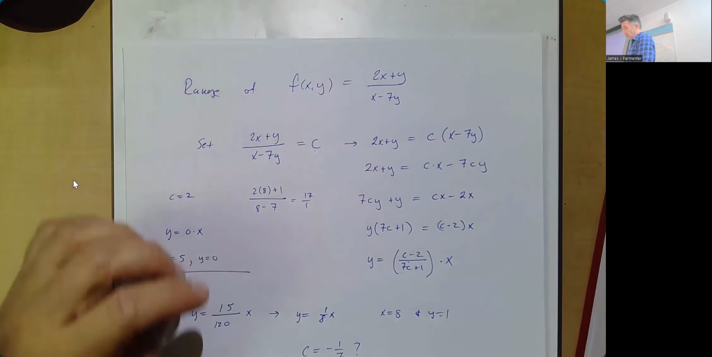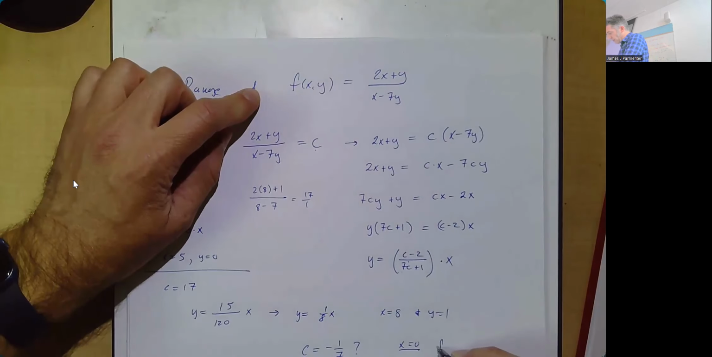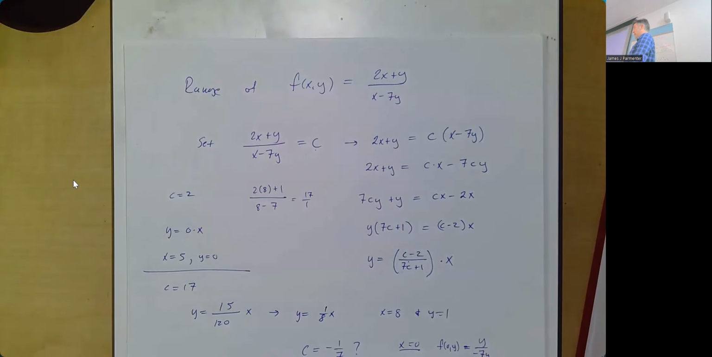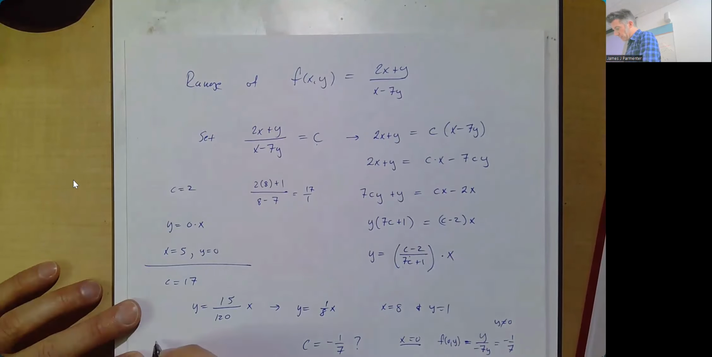Oh, look, if we set x equal to 0, f of (0, y) is going to be y over -7y. And as long as y isn't also 0, which it doesn't have to be, you can pick any value for y you want. That's going to equal -1/7, as long as y doesn't equal 0. And what that shows us is that we do get every possible value in the range. So our range here is everything.